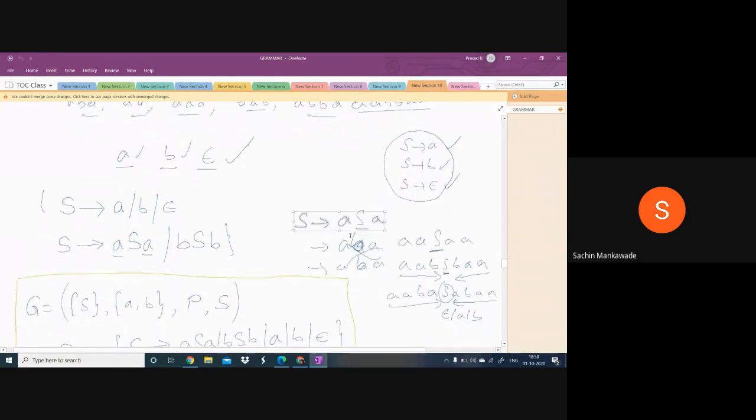S derives ASA. In the S place, to eliminate S, we can substitute epsilon. If in the S place we substitute epsilon, then it will be AA, which is a palindrome. Or in the S place, if I substitute A, then AAA is a palindrome. Or in the S place, if I substitute B, then ABA is a palindrome. Or in the S place, if you substitute again ASA, this whole production, then you will get ASA.